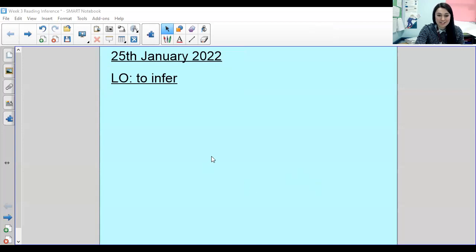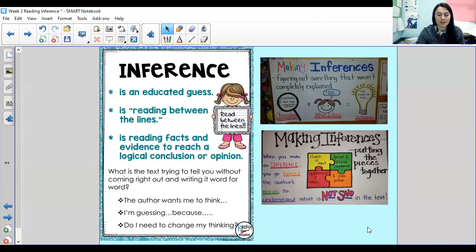So today, as I mentioned yesterday, we're going to be inferring. Now, I already introduced this to you in school last week, but I think it's worth having a bit of a reminder. So with our skill of inference, this is all about digging deep, about reading between the lines, about using what you know already about the world and about people and emotions to work out what is being said in a text that isn't obviously said.